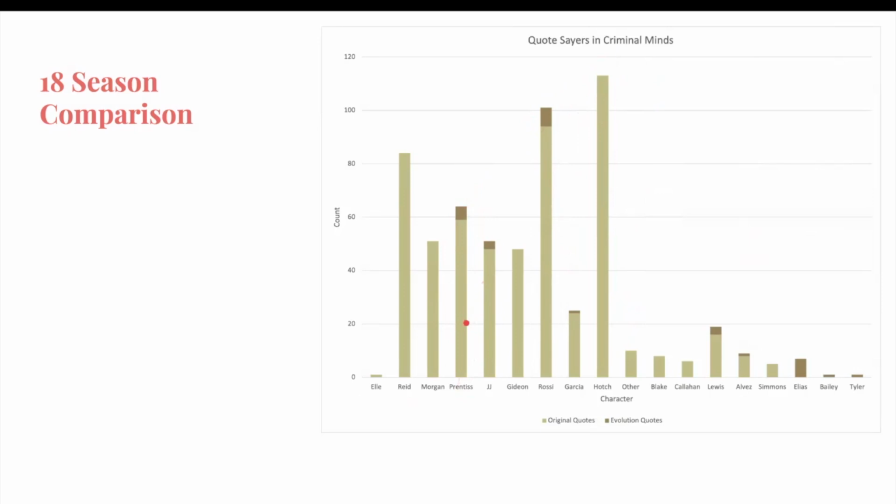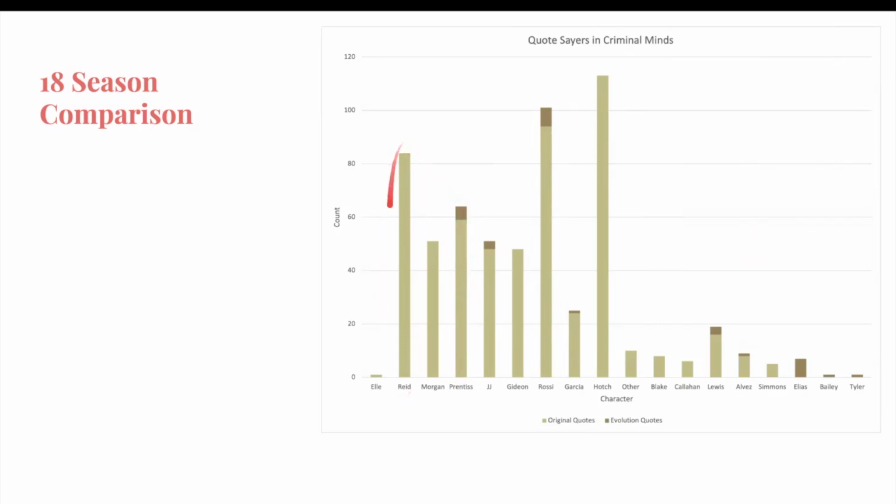I think Prentice is officially in charge, and so she also has quite a few quotes, with a couple more in Evolution. She was gone a lot though from the original. She just came in, what, season 2, and then she left for a bit, and then she came back, and she had a couple cameos. But yeah, she was gone a bit.